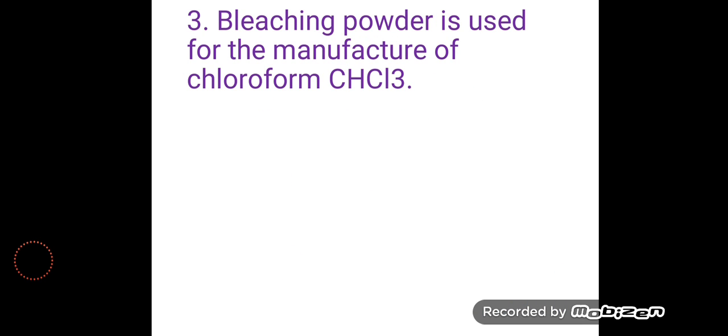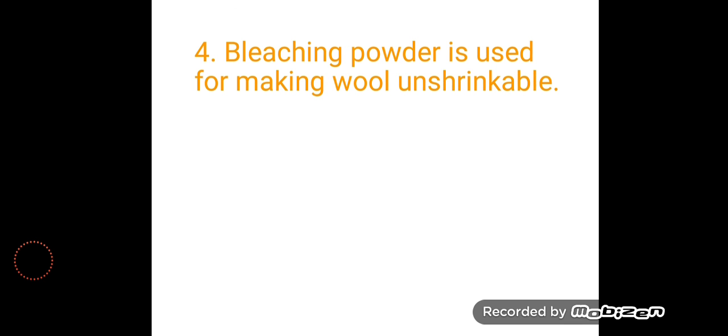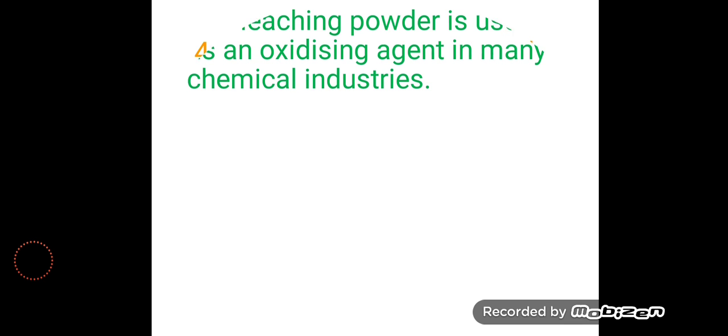Bleaching powder is used for the manufacture of chloroform. Bleaching powder is used for making wool unshrinkable. Bleaching powder is used as an oxidizing agent in many chemical industries.